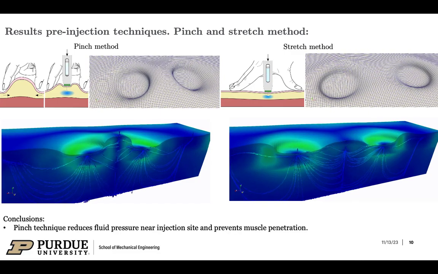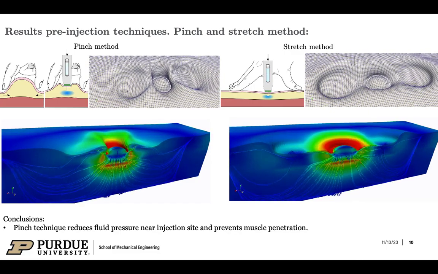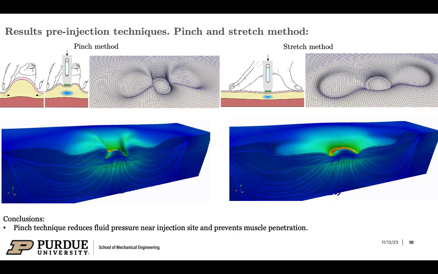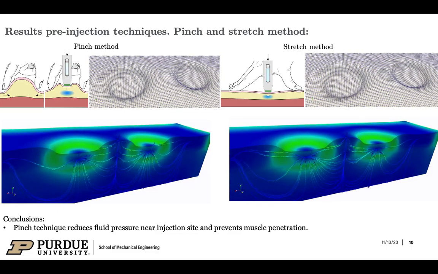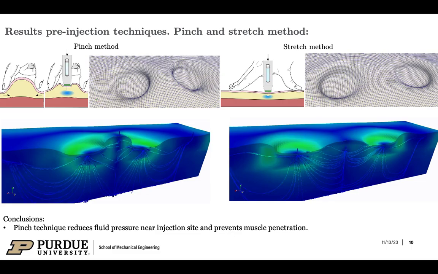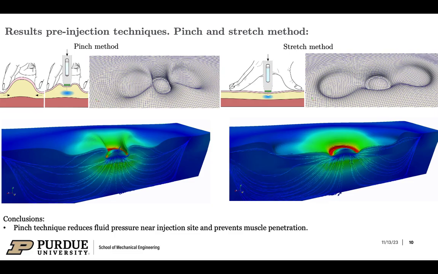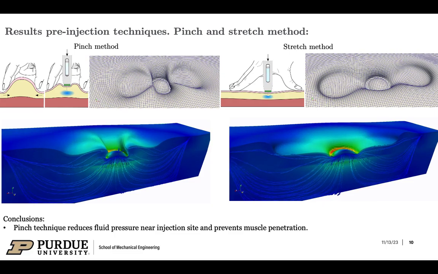From these simulations, we conclude that the pinch technique reduces fluid pressure near the injection site and prevents muscle penetration, which is not desirable during a subcutaneous injection, because we always want to inject in the adipose layer, the fat layer.